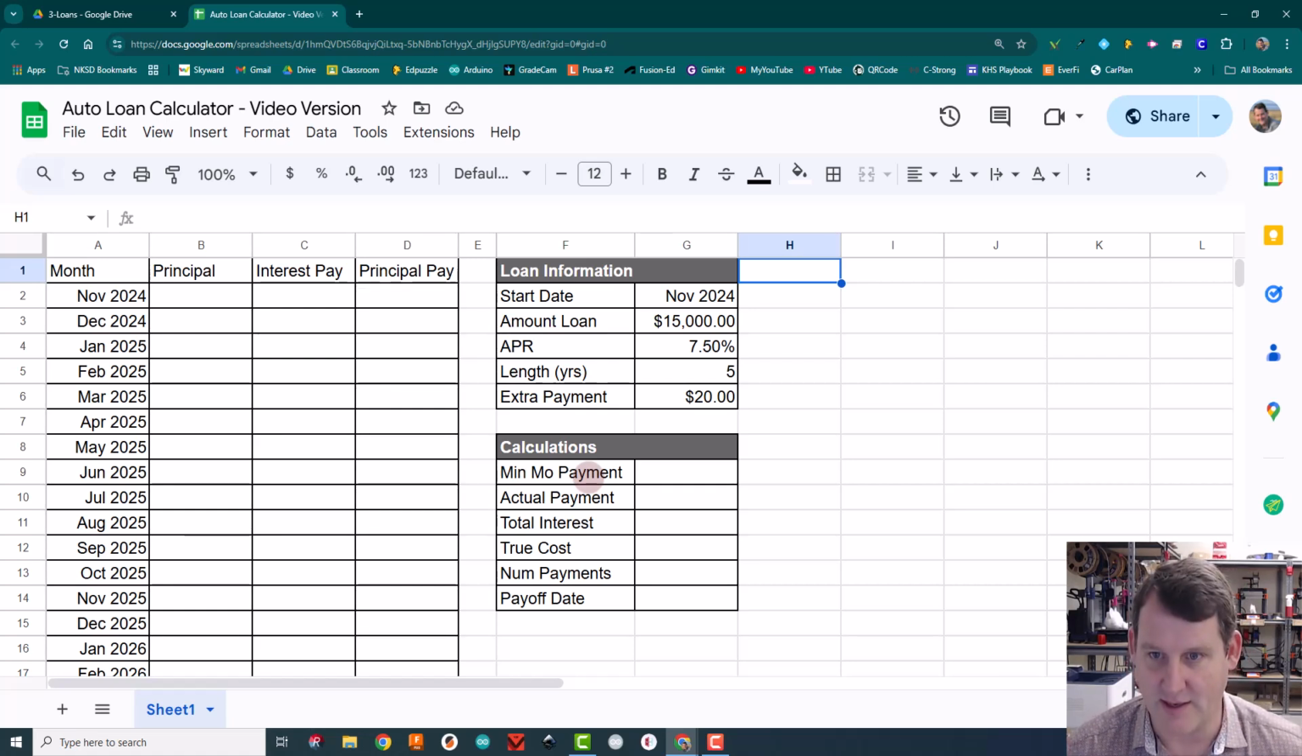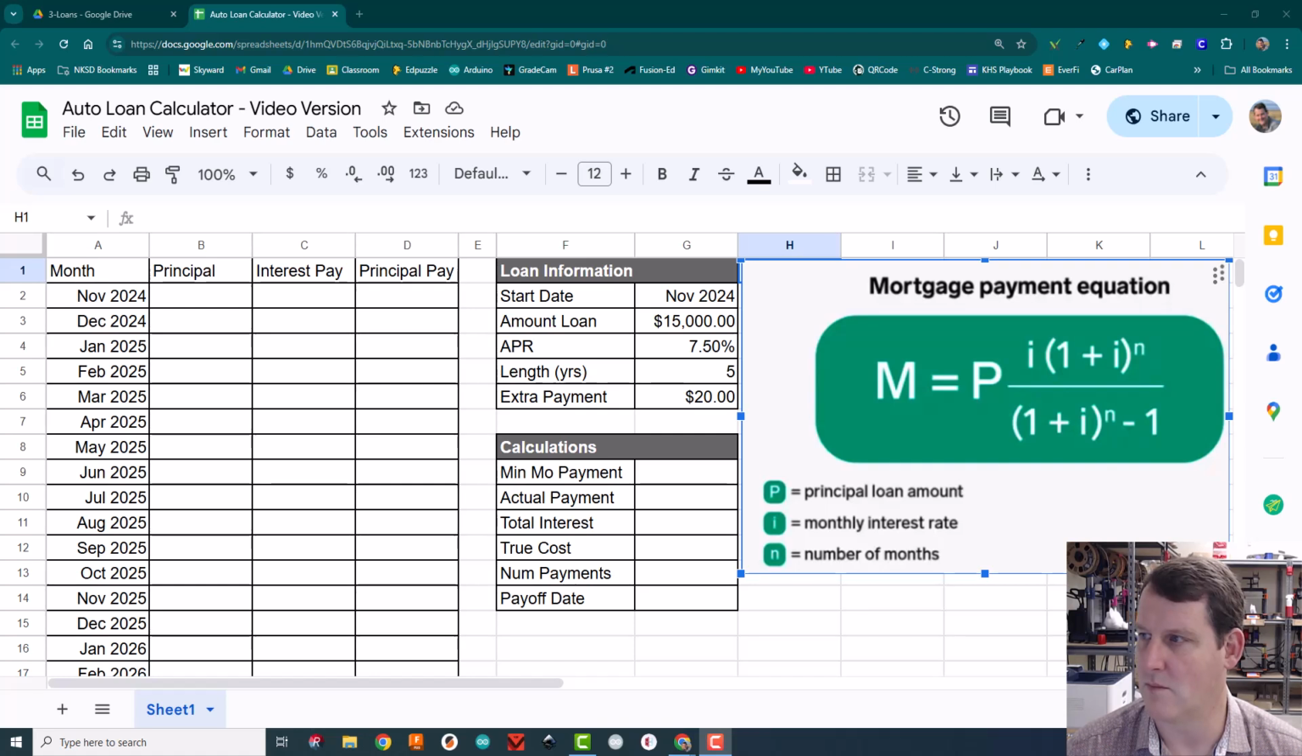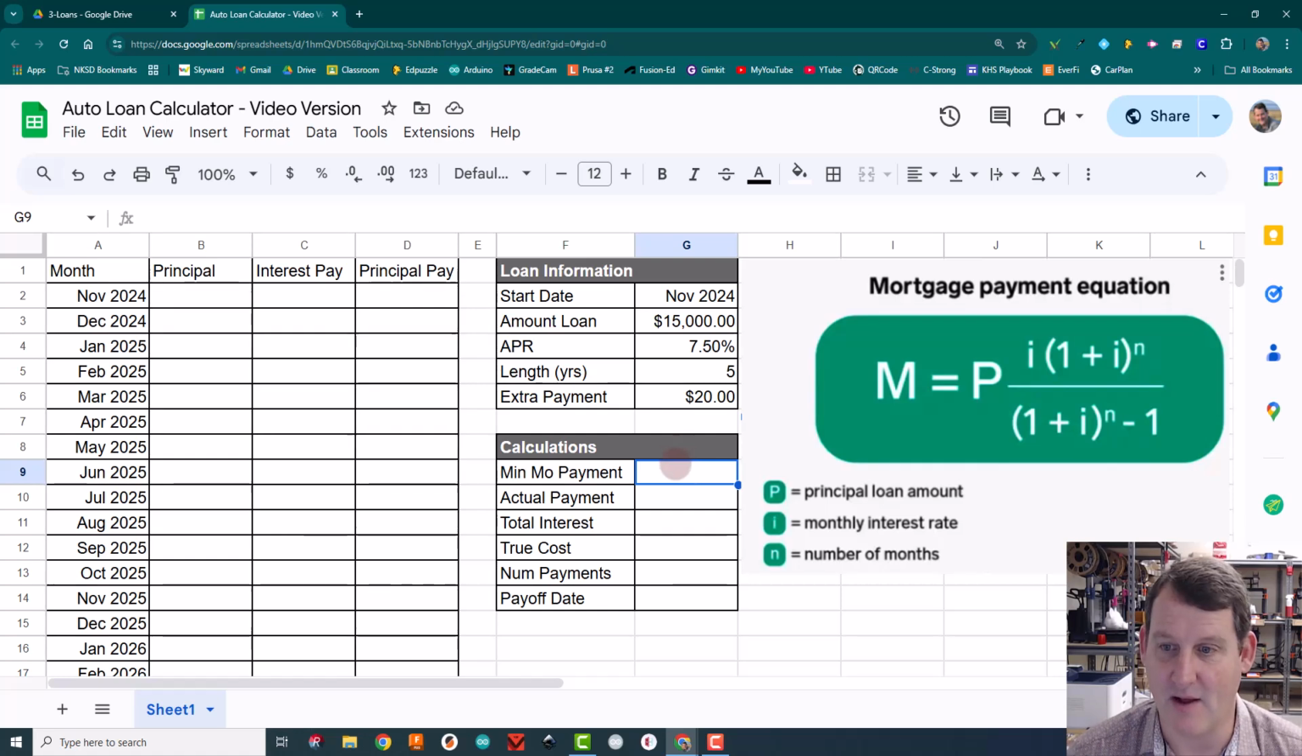Here's the formula we're trying to get to. So we need to recreate this formula in this minimum monthly payment cell. The M is the monthly payment, that's what we're calculating. And then P is the principal amount, so the starting balance of the loan, in our case $15,000. I is the interest rate, but it's the monthly interest rate. So basically it's the APR divided by 12. And then we do 1 plus I, and then to the power of N. N is the number of payments, so basically 5 years times 12 for 60 payments. And then down at the bottom, there's this whole mess here as well.